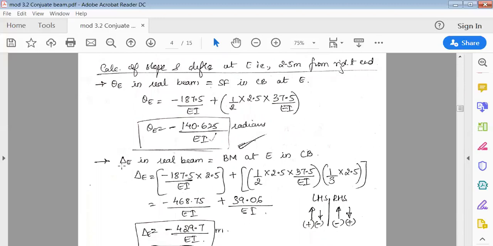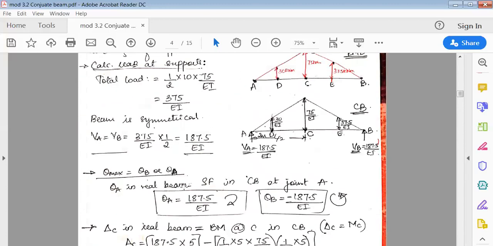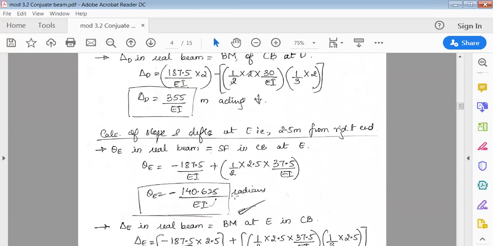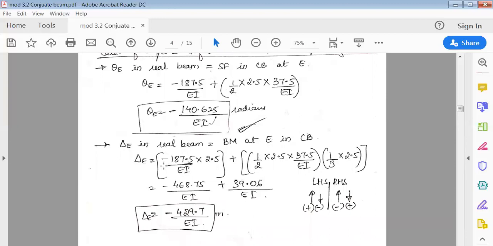So delta E in the real beam is equal to the bending moment at E in the conjugate beam. So delta E is equal to, okay, again, right side, actually there's a problem. Right side anti-clockwise is positive. So it is 187.5 into 2.5 meter. There's a little correction here. So it is plus 187.5 into 2.5, because right side anti-clockwise is positive, into 2.5 over EI.